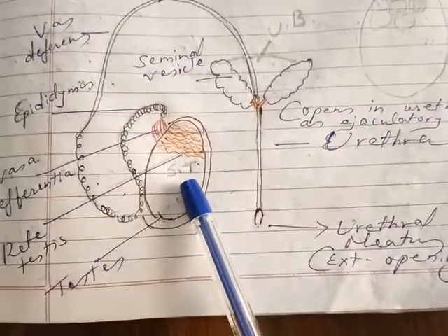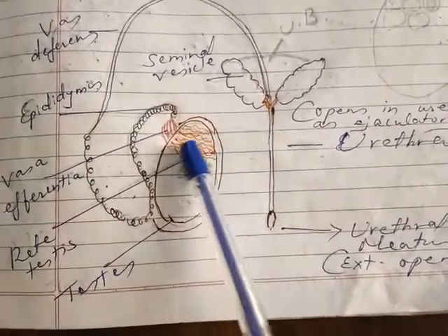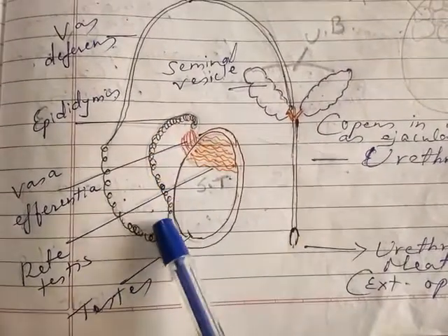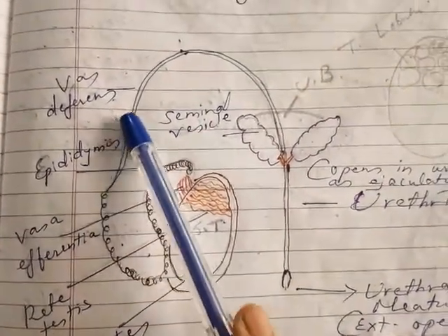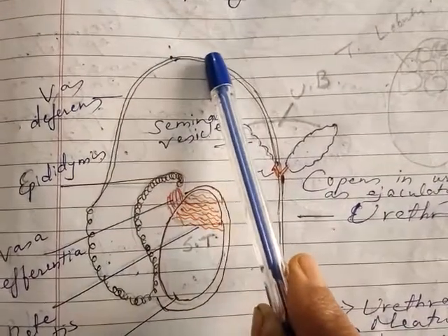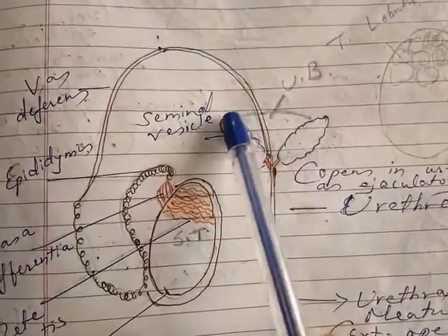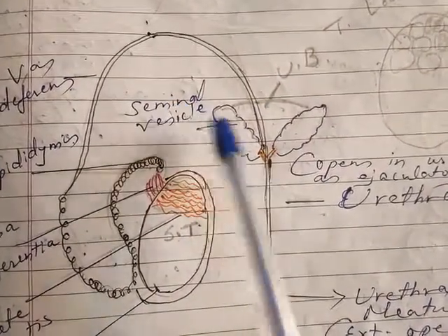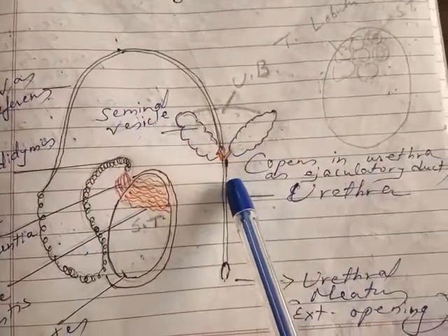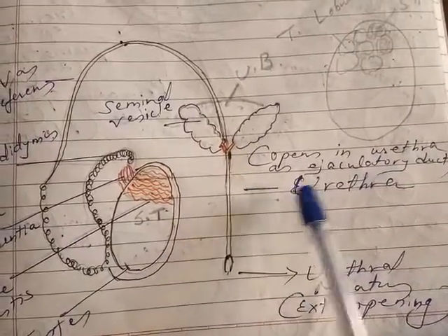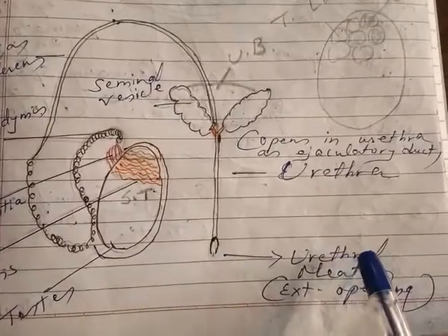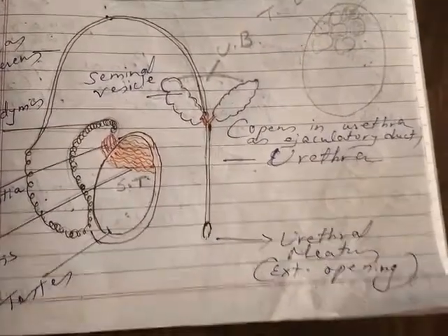Okay, so the testes, which have seminiferous tubules, open into the rete testis, which comes out as the vasa efferentia, continues as the epididymis and leads into the vas deferens, which loops over the urinary bladder. It receives the duct from the seminal vesicle and opens as an ejaculatory duct into the urethra, and that urethra has the external opening, which is called the urethral meatus.